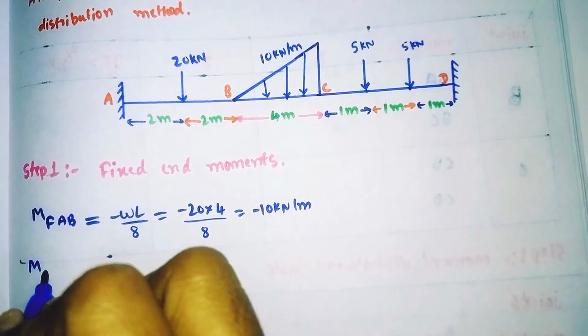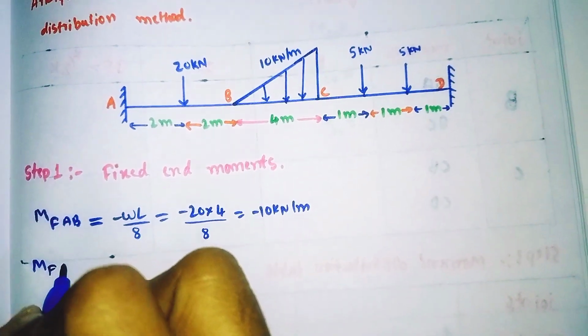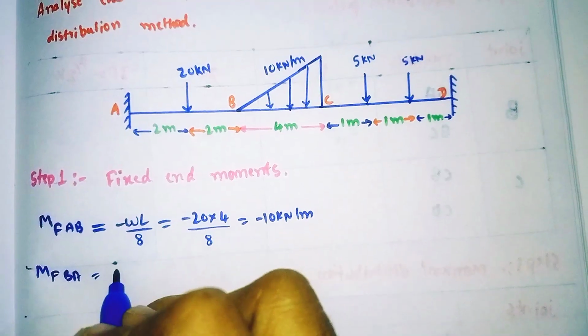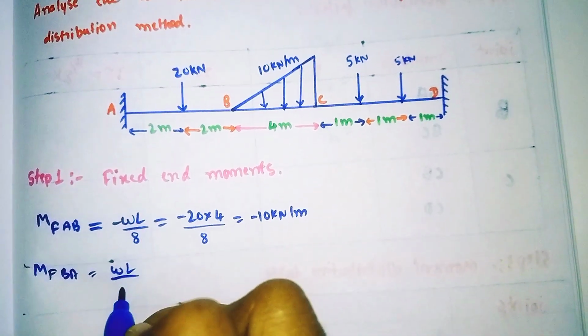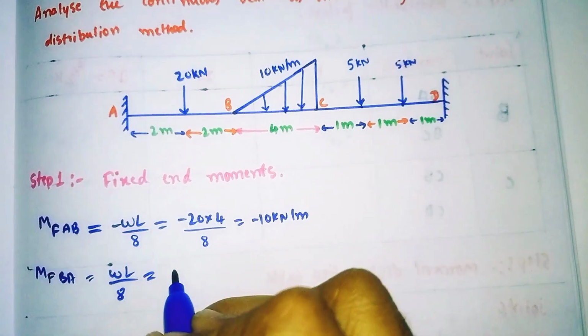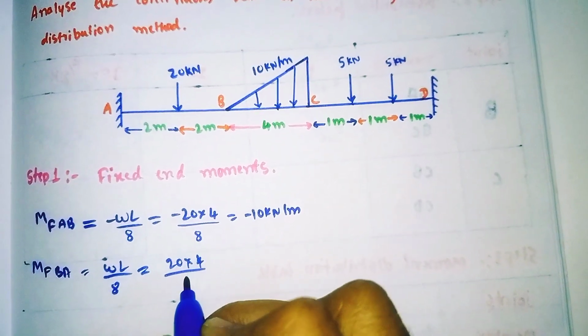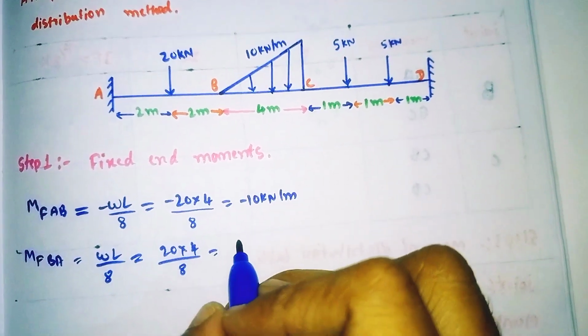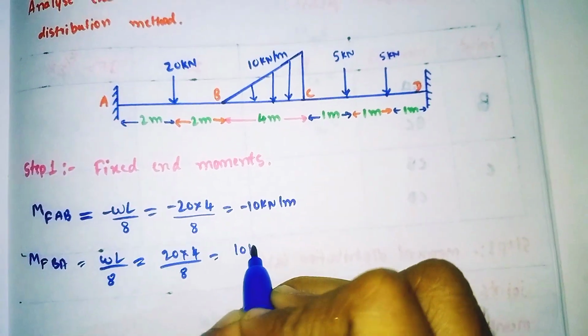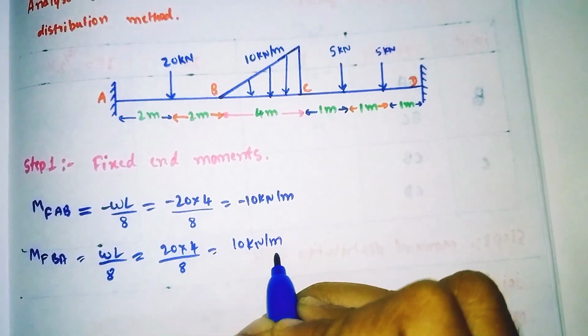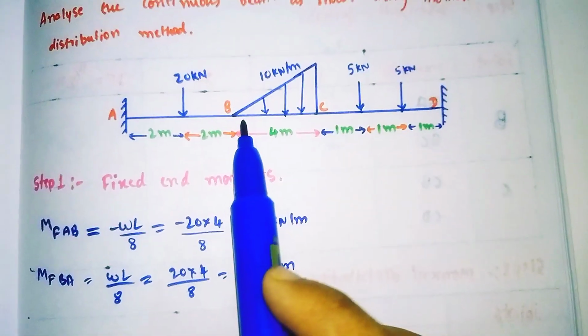Now we'll see the moment MF BA. For that we have the formula WL divided by 8. It is clockwise. So 20 into L, which is 4, divided by 8. Simplifying, it will come out as positive 10 kilonewton meter. Next we'll see BC.